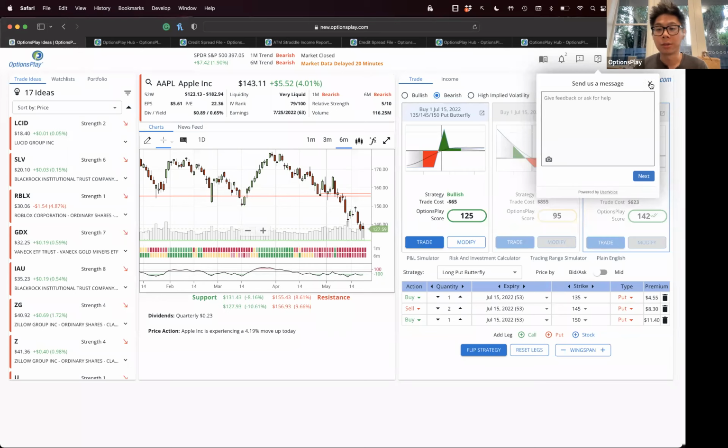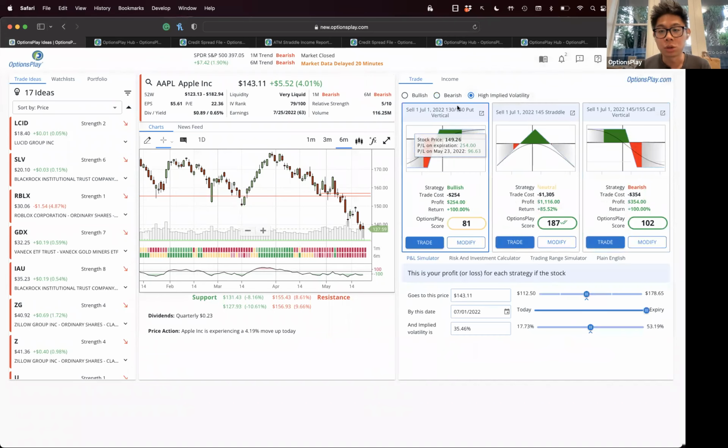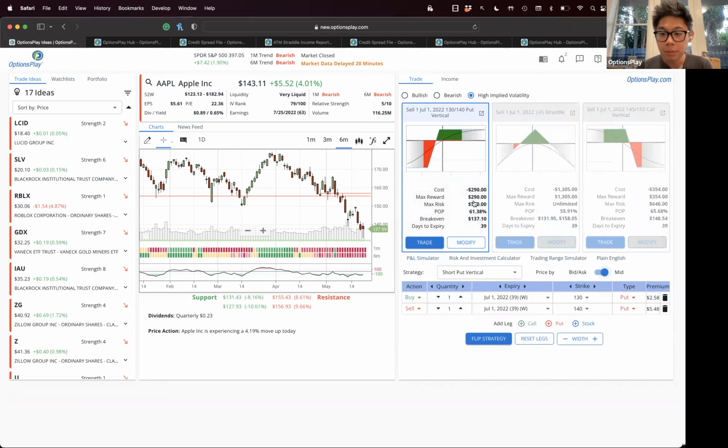For example, if I sold the 140, 130 puts here on Apple, I am risking $710 for $290 in premium. Not a particularly good risk reward ratio, but the further I go out in time, the more I'm risking for my strategy. So that's why we sell at the money credit spreads, because you're actually risking less than if you were to sell something that's further out of the money.